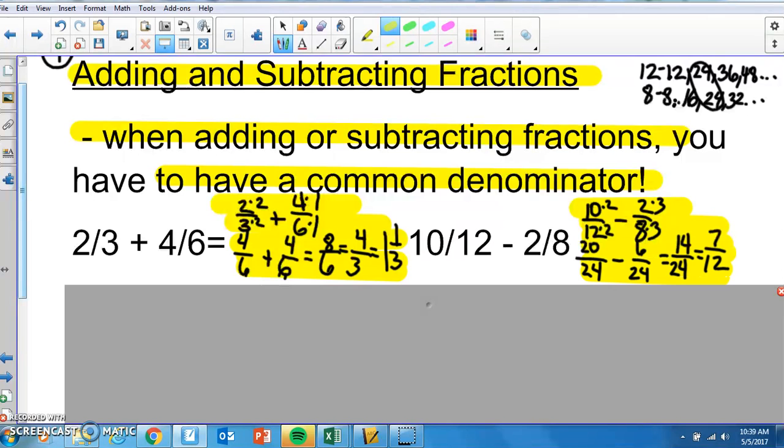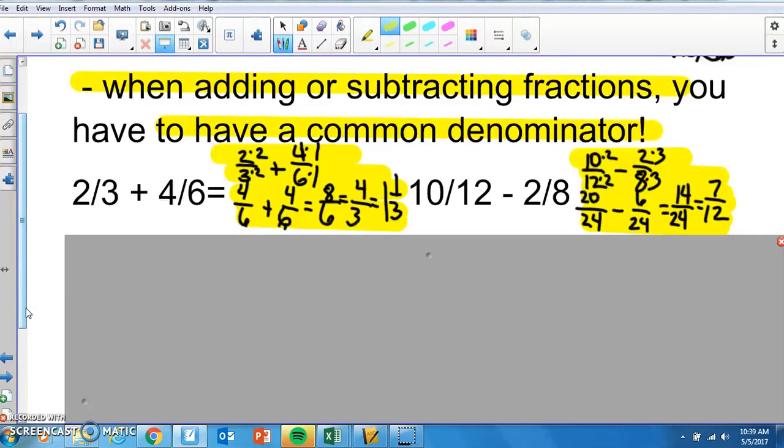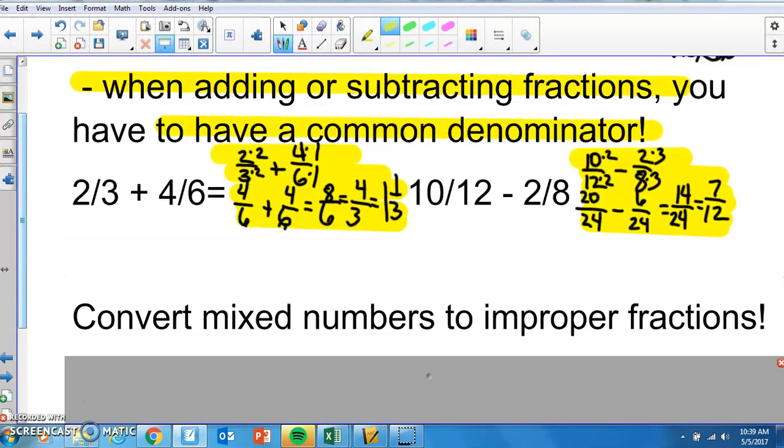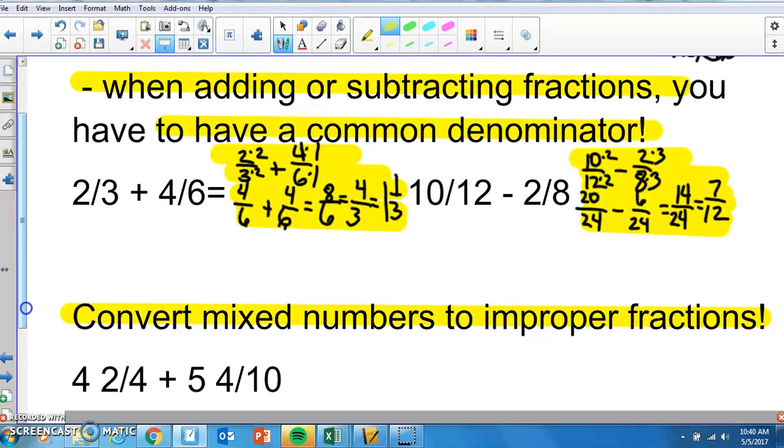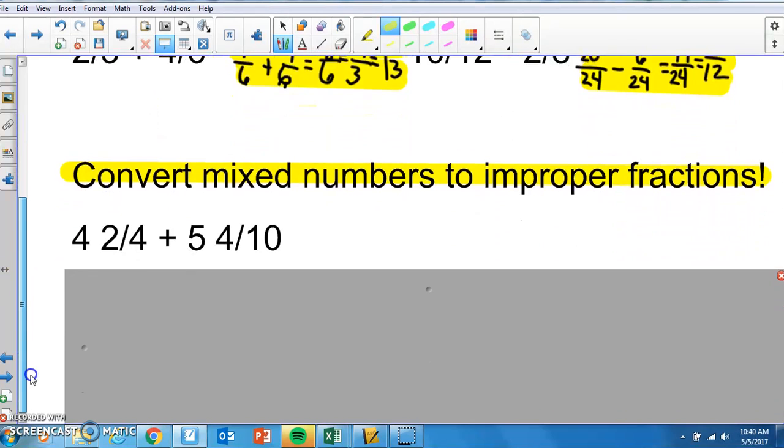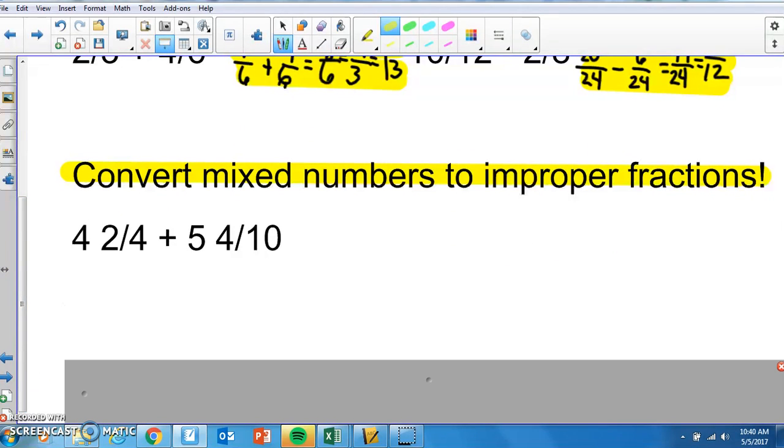Now, the next logical thing with this would be, okay, what if we're adding and subtracting with mixed numbers? What we're going to do is convert all mixed numbers to improper fractions. So if you're adding or subtracting with mixed numbers, make them improper and then go through this process. Okay? So let's take this example. We have 4 2/4 minus 5 4/10.